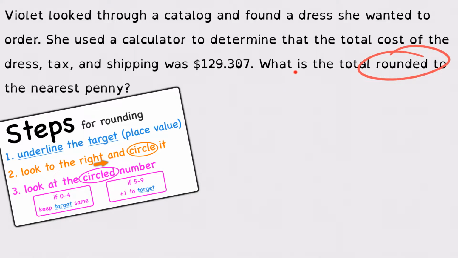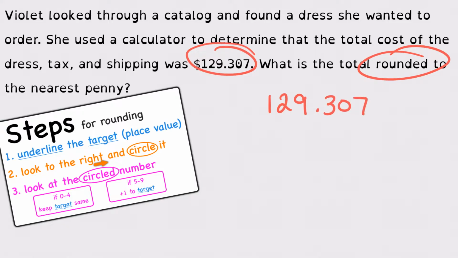Now the question is asking, what is the total rounded? So we need to go back to where they talked about the total. Well, that was up here. It says that the total cost of her dress, tax, and shipping was this amount of money. So this is what we're going to be rounding. So write that down on your paper. So 129 and 307 thousandths.